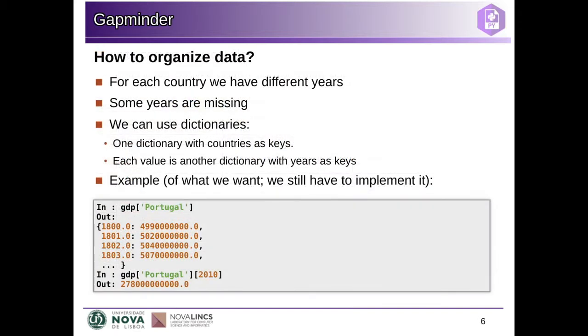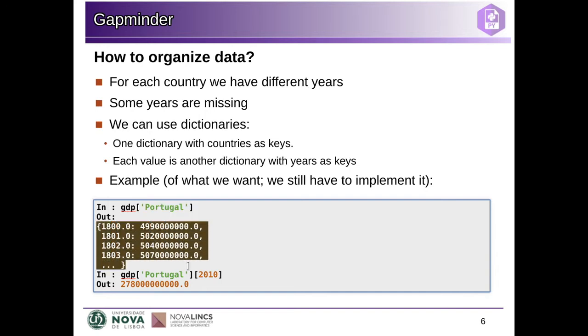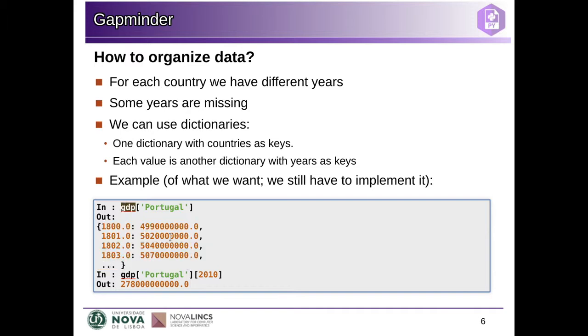So if we use dictionaries, we have one dictionary with each country as a key. So we can access data from Portugal, for example, by going to the dictionary for gross domestic product and using the name Portugal as a key. So this gives me the data associated with Portuguese GDP.